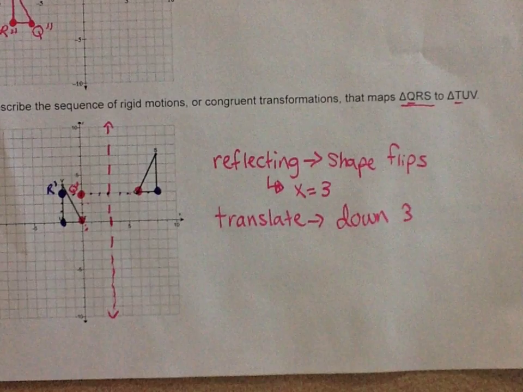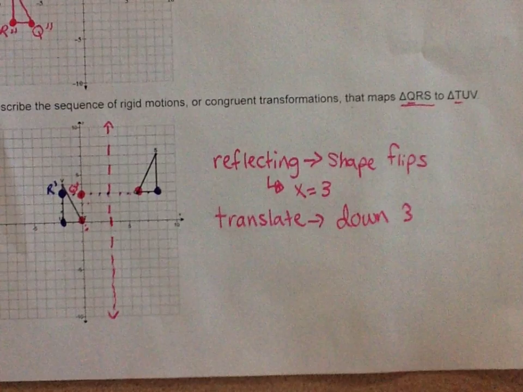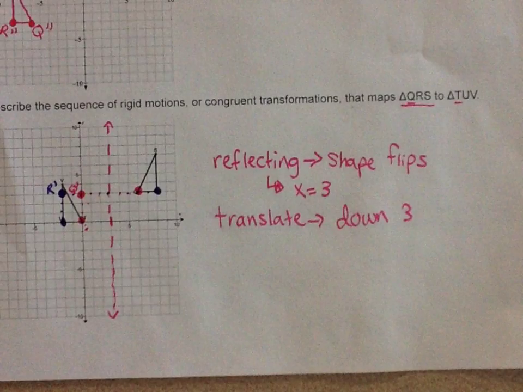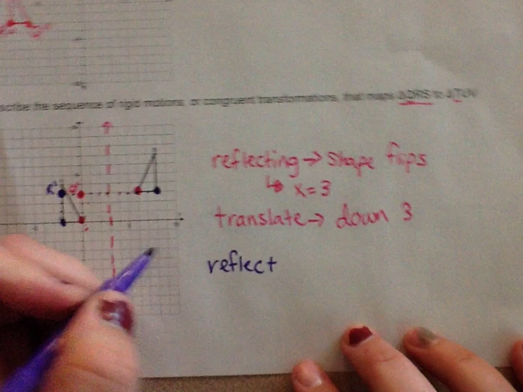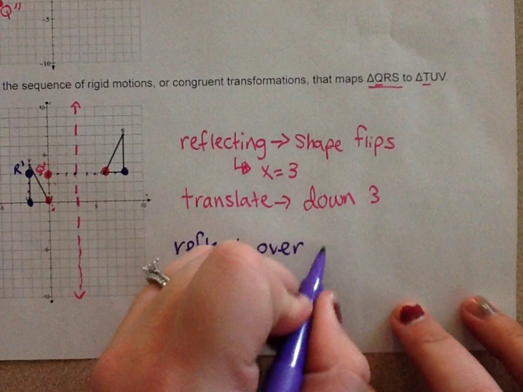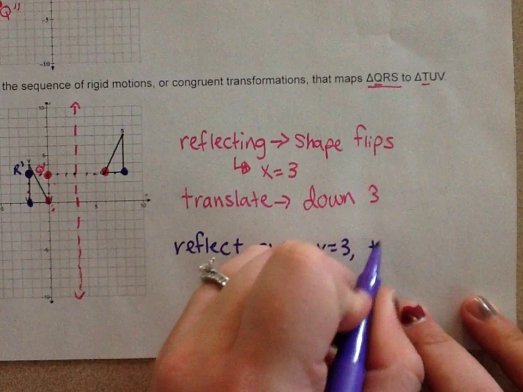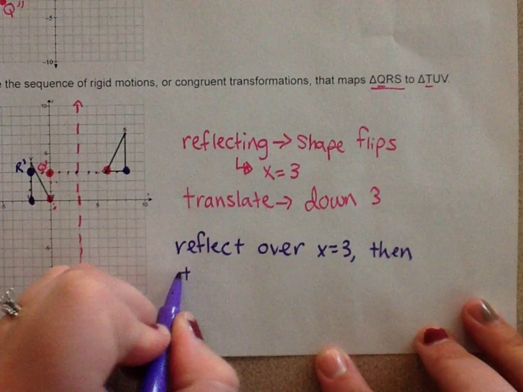All right. Okay, so how would I write this final answer as a series of transformations? I would say reflect over x equals 3, then translate down 3.